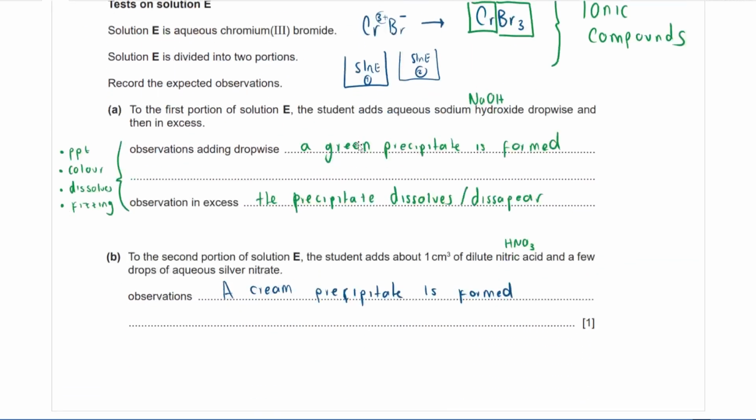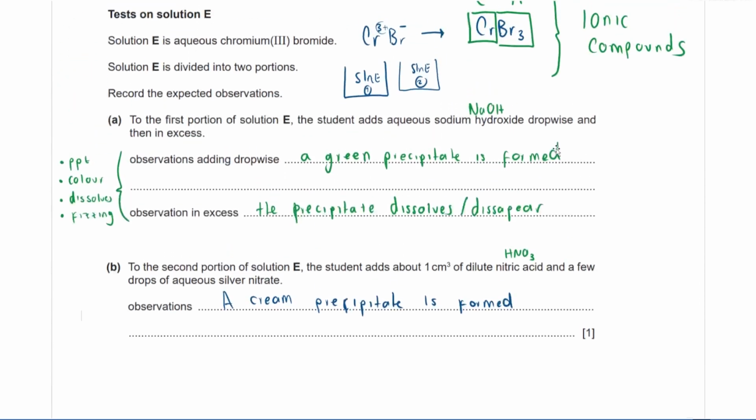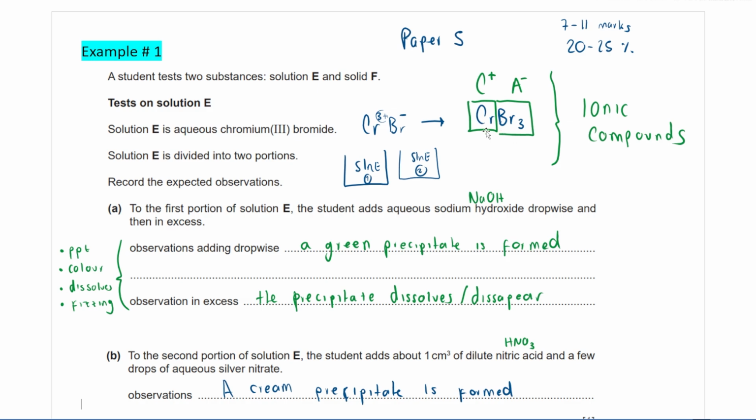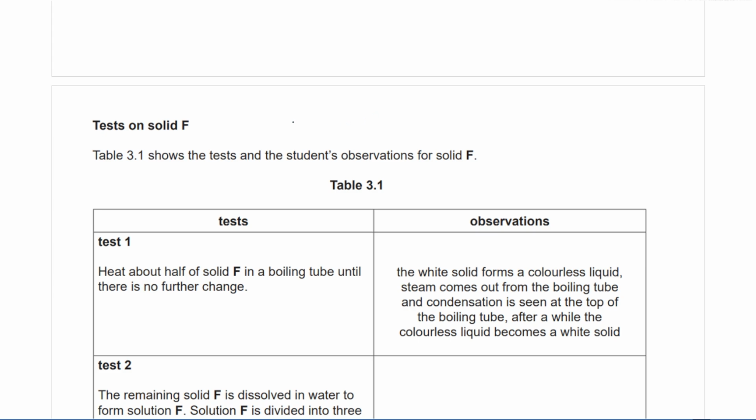Okay? Now, we need to check for solid F. We have a solid F. In this case, this is an unknown solid. And please remember, here we had a compound, an ionic compound, a cation and an anion. So normally what we need to do here is we have an unknown solid and we need to identify what solid that is. So we probably will have a cation and an anion, and we don't know.